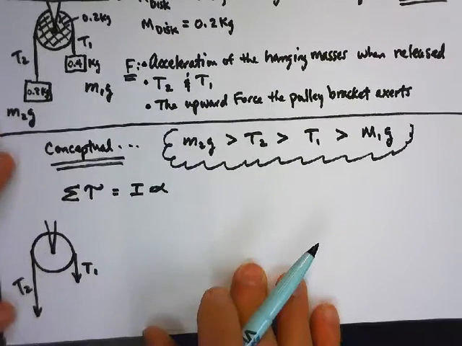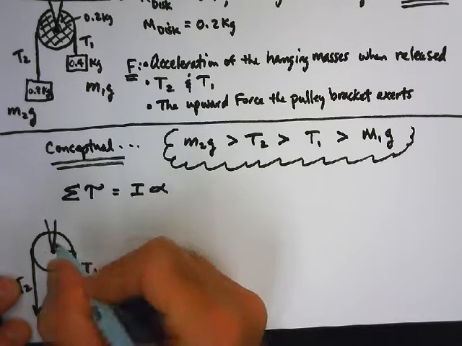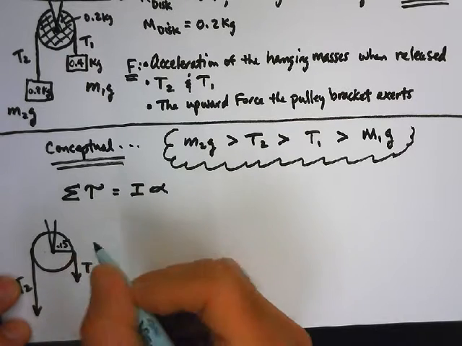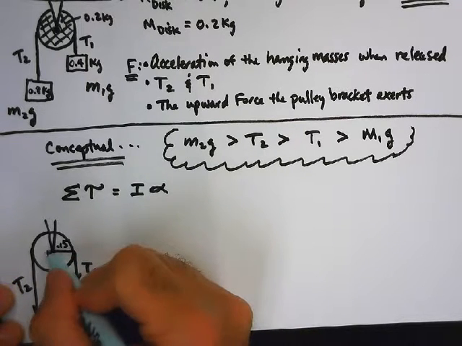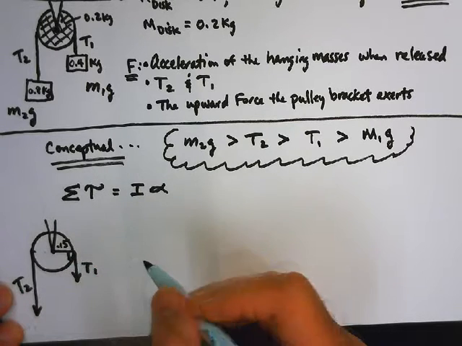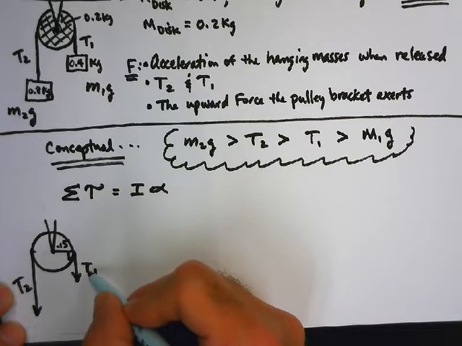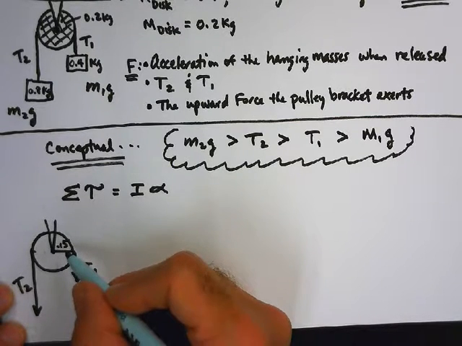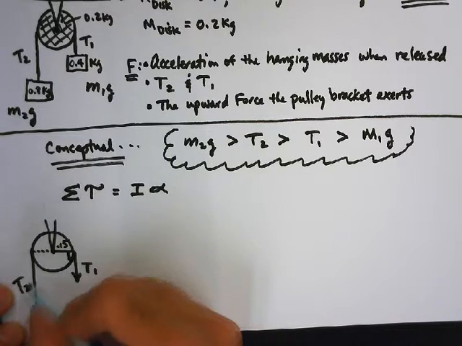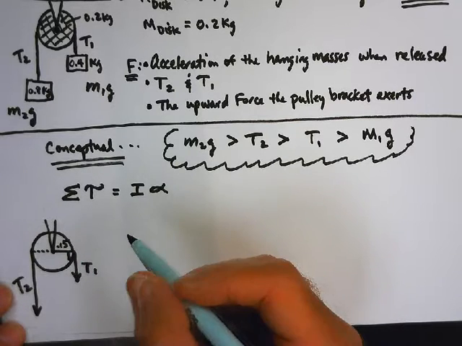So this is an important way of thinking about it. Now we know the radius is 0.15 meters for each side here. So this is the moment arm, right? At 90 degrees. So the torque would be T1 times the moment arm, 0.15, and the torque on this side would also be T2 times 0.15, since the radius is the same on each side.